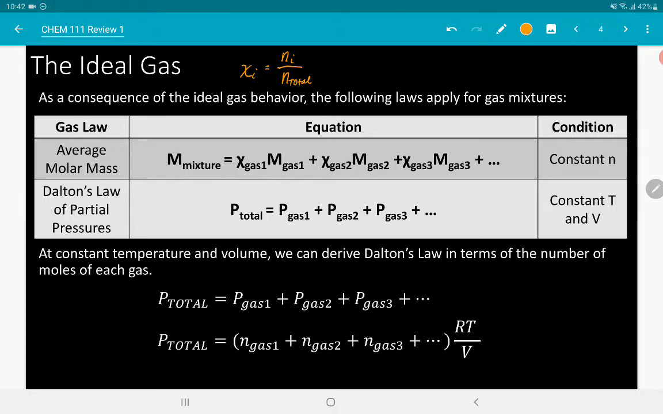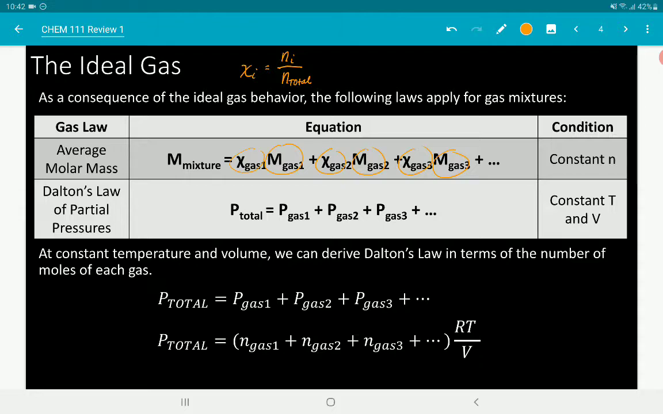So kung marami kang component, that's the mole fraction of each component. Okay? Yun yung mga mole fractions niya times the molar mass of those components. Okay? So, yun yung makukuha mo doon, that will be the molar mass of your mixture.